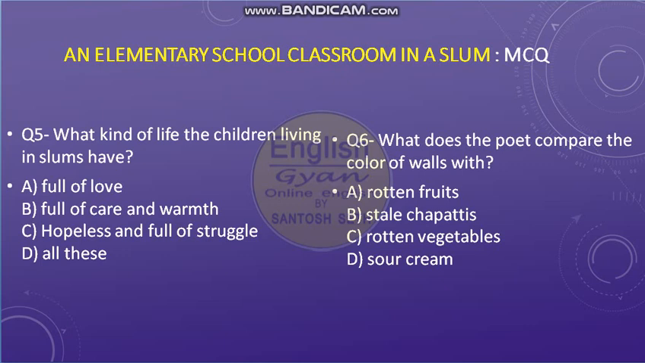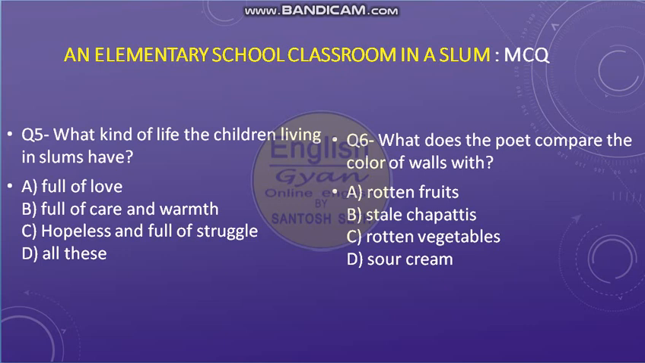Question number 6. What does the poet compare the color of the walls with? Options are A. Rotten fruits, B. Stale chapatis, C. Rotten vegetables, and D. Sour cream.